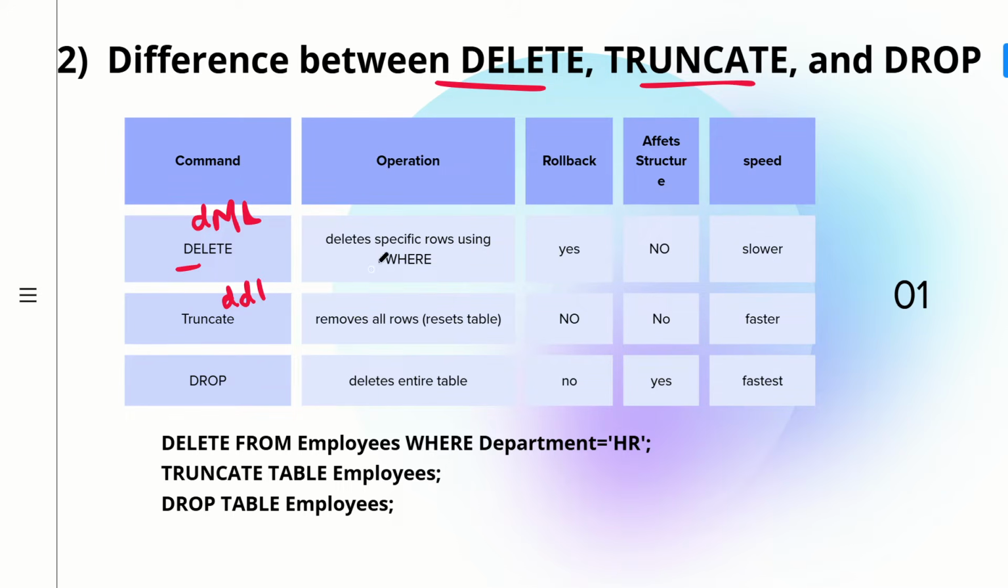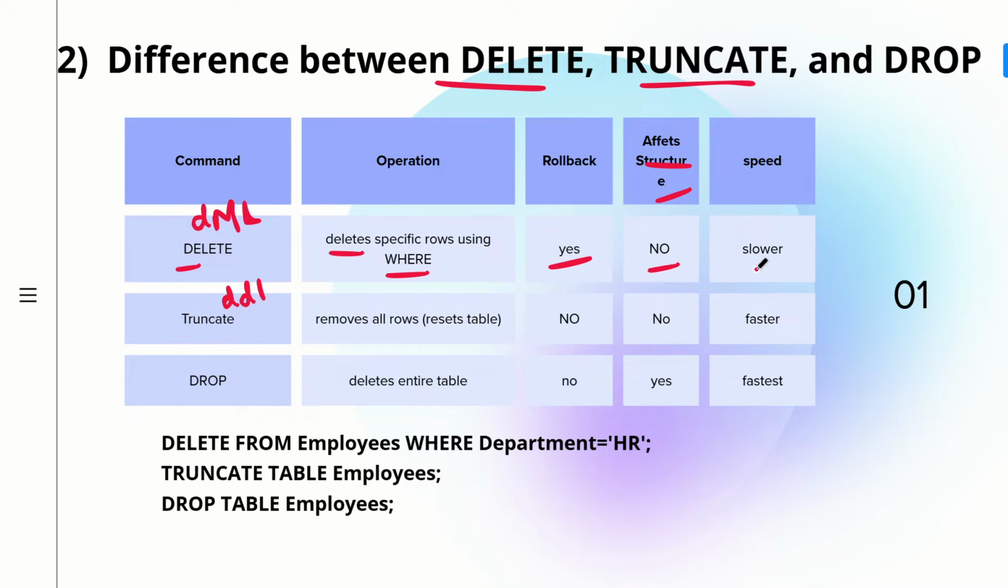Then operation-wise, delete is useful for deleting specific rows in the table by making use of a where clause. So you add a where clause, and that is how you can delete one specific row. Can we roll it back? Yes, we can do the rollback. And does it affect the table structure? No, we are not changing anything in the table structure. We are just deleting the rows, so it does not affect the structure of the table.